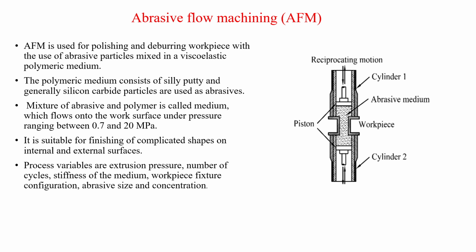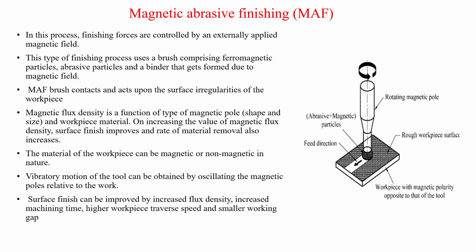It is used for polishing both internal and external surfaces. The process variables are the pressure, number of cycles, stiffness of the medium, workpiece fixture configuration, abrasive size, and concentration. This is basically only the use of abrasive in a medium so that it can be used for a polishing or finishing process. This is called abrasive flow machining, AFM.